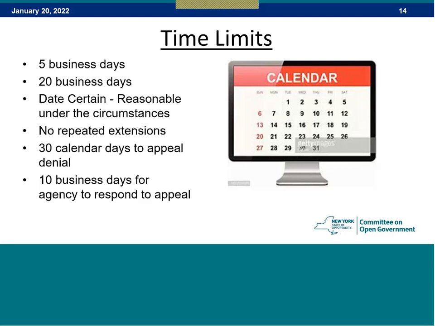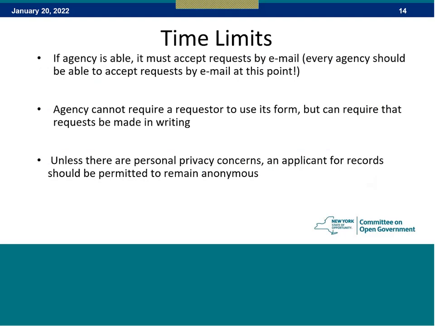When there is a denial of access, an applicant has 30 calendar days to appeal the denial of access. And when an agency receives an administrative appeal, the agency has 10 business days to respond to the appeal.